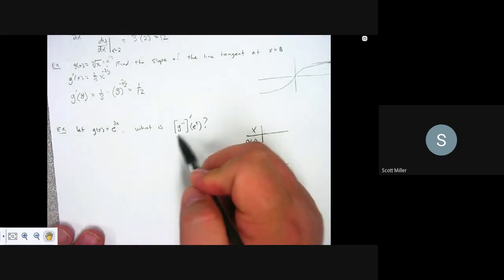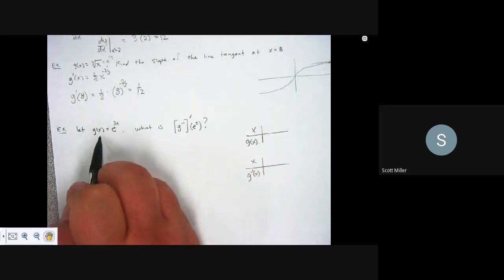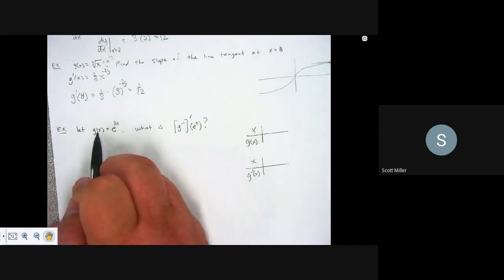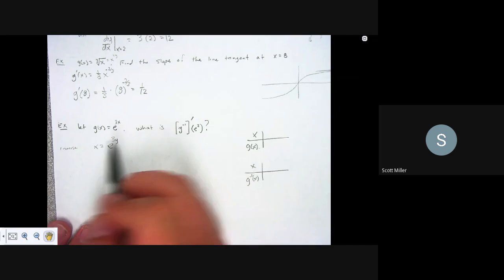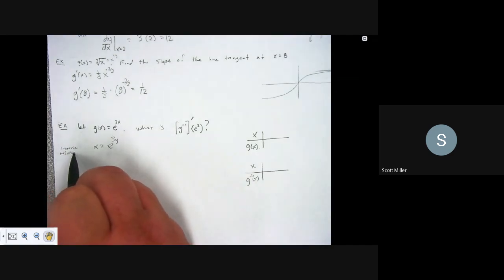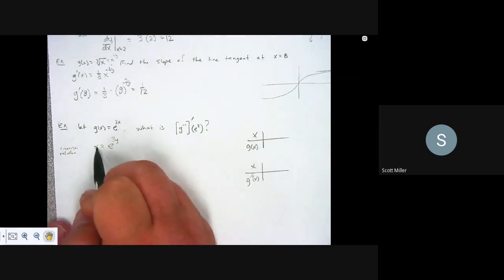Okay? So let's take a look at this. Here's my function g. Since I have to take the derivative of g inverse, let's find the inverse of this, excuse me. So this here is a y value, that is an x over here, and for inverses, we switch the x with the y. So the inverse relation is going to be x equals e to the 3y. Okay? This is the inverse relation. By switching the x and y, you're now in the inverse realm.